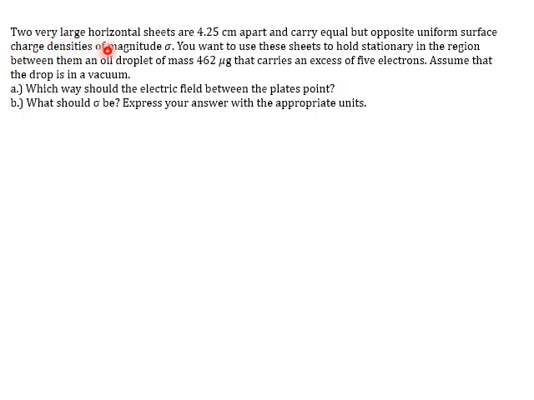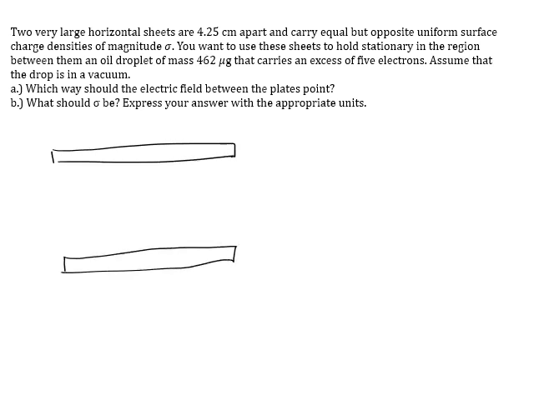This question has two very large horizontal sheets, a little distance apart, and equal and opposite charge. This is a capacitor. So we have two sheets with equal and opposite charge. We don't know which is negative and which is positive. You want to use these sheets to hold stationary in the region between them. So somewhere in here, a little oil droplet that has a mass of 462 micrograms. So here's our charged oil droplet in here.